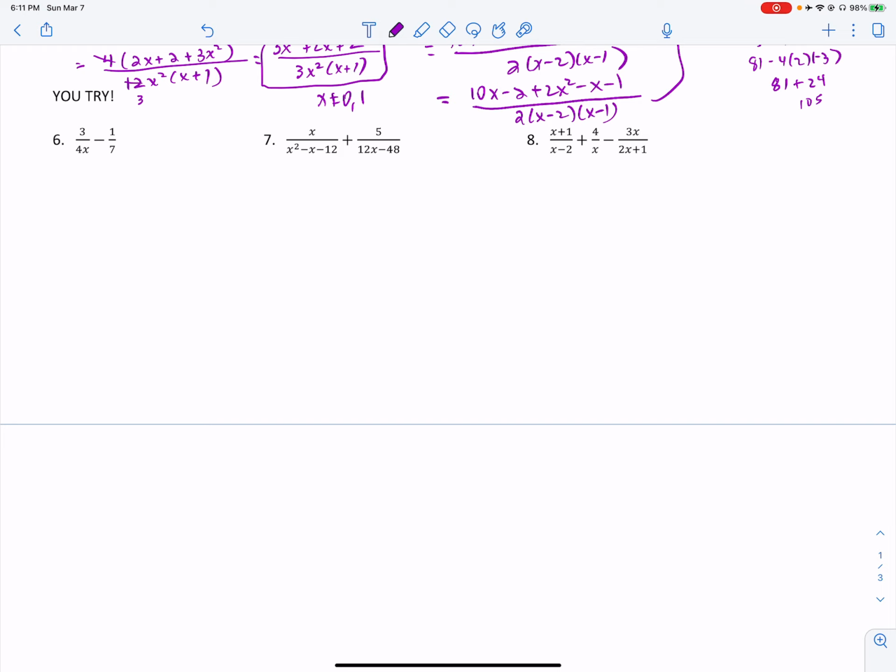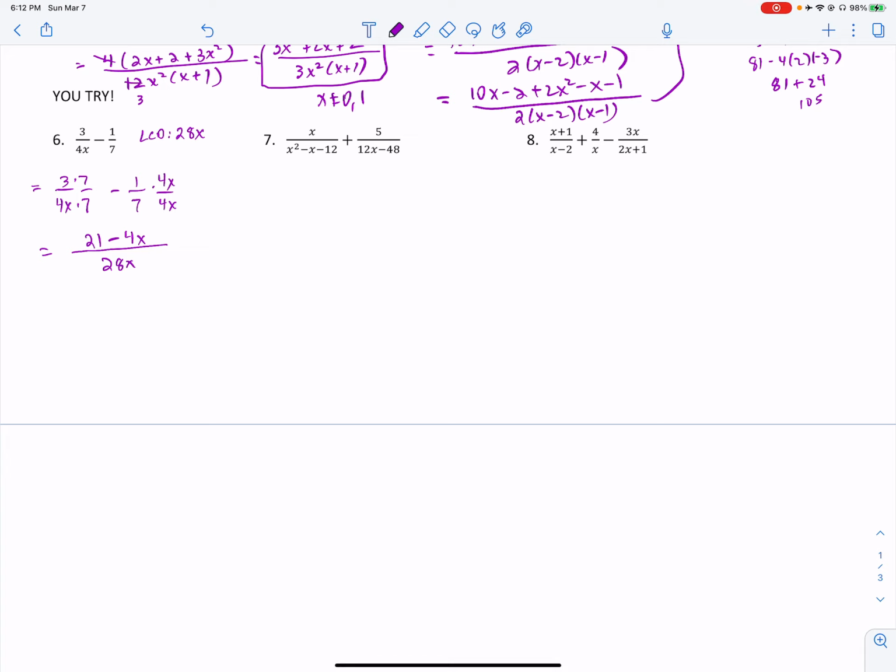All right, so in number 6, you have a 4x and a 7, so the least common denominator is going to be 28x. And so I have a 4x, but I need to multiply the first one by 7 over 7. That's what I want to see. What are you multiplying each fraction by? And for the 7, I need to multiply the top and the bottom by 4x. And so I get that denominator of 28x, and 3 times 7 is 21 minus 4x.